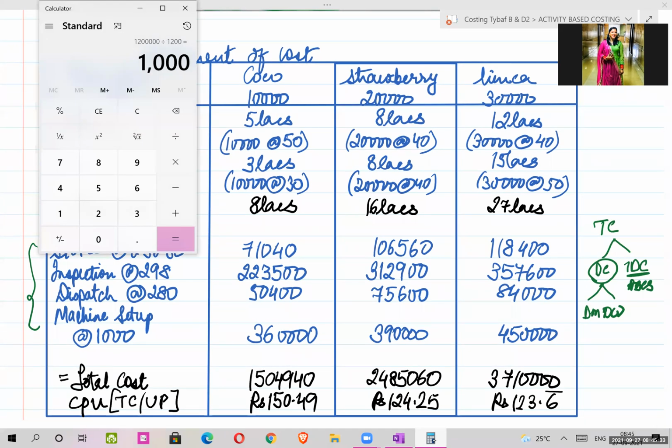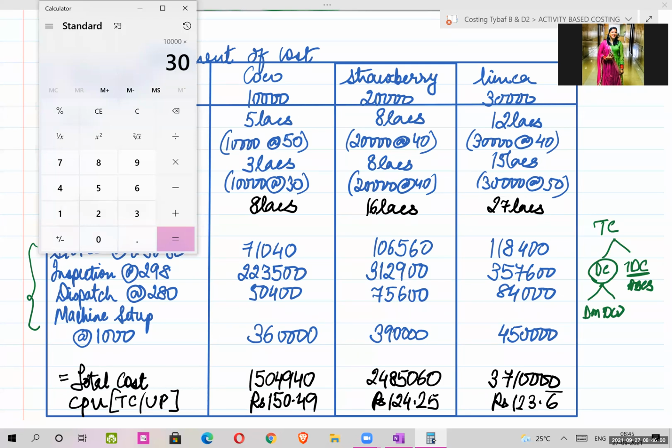So 10,000 units multiplied with 50 rupees per raw material. So 5 lakhs. 20,000 units multiplied with 40 rupees per raw material, 8 lakhs. 30,000 units multiplied with 40 rupees per unit. So 12 lakhs. Okay. Direct wages.